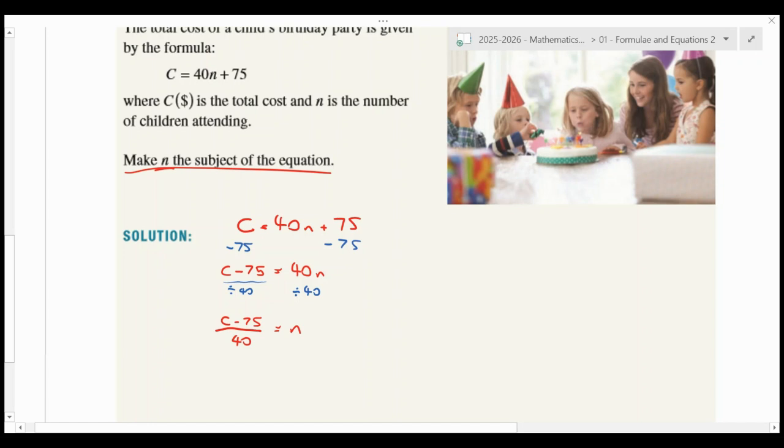So n equals, and you could write it as n equals, it doesn't matter. C minus 75 divided by 40 equals n. So like I said, if you knew you had $1,000 to spend, you could chuck that in and you'd be able to solve it straight away for how many people you can invite. And we're done.